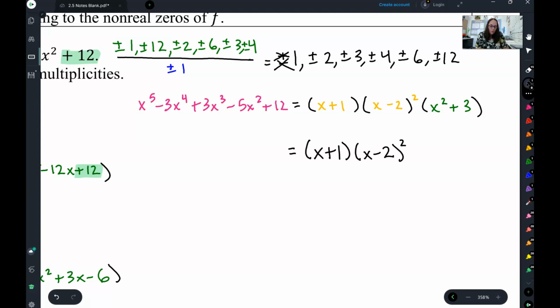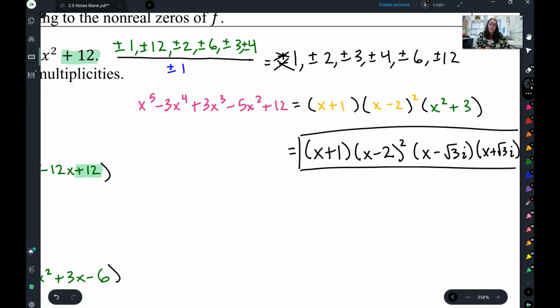However, now we know that this is not difference of squares, but it is sum of squares, which means it factors as imaginary. So square root of x squared is x, square root of 3 is square root of 3, but we have i, because sum of squares is our imaginary, and x plus root 3 i. So that is our fully factored form. Now that we have it fully factored, we set them all equal to 0 and solve them out to get all our roots.